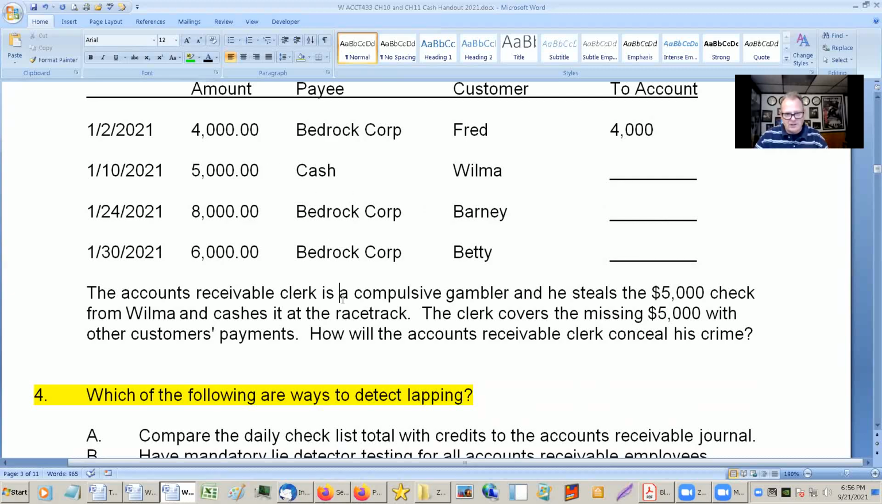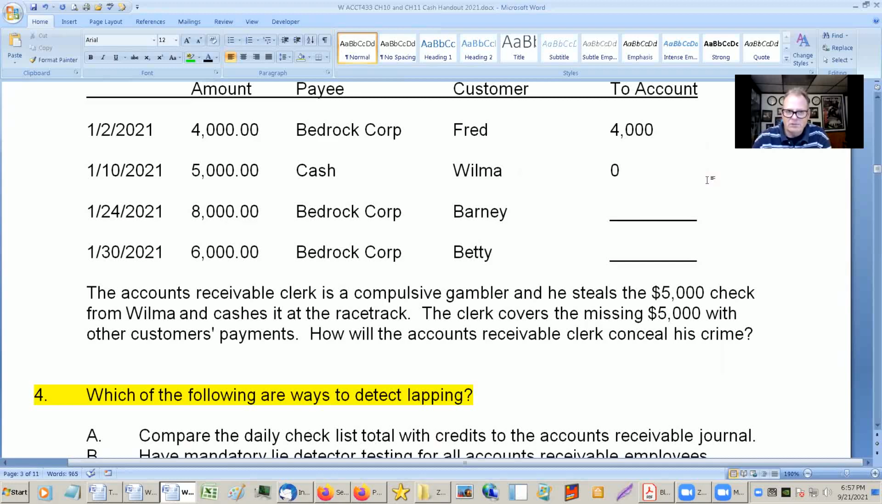So Wilma sends this check for cash. Who's this guy? He's a compulsive gambler, and he gets the check for 5,000. None of it's going into Wilma's account. He takes the check and goes to the racetrack. Now, Wilma is going to get her statement back, and it's going to say that she didn't write the check. At that point, they'll find out where the check was deposited, and they'll probably figure out who did it.